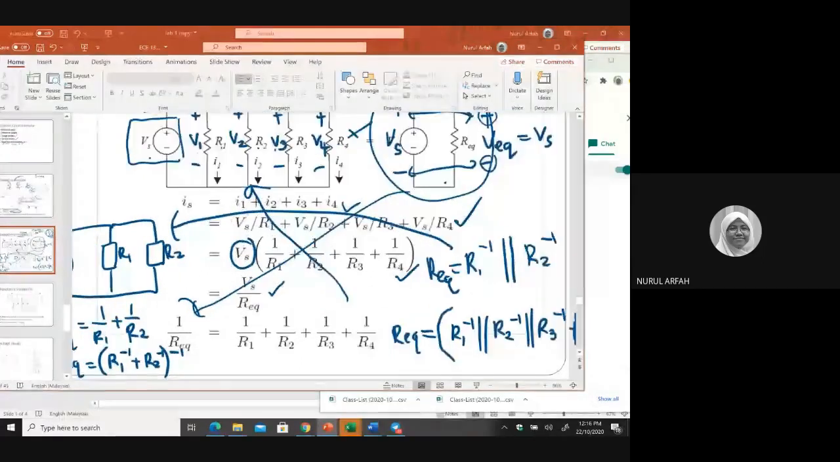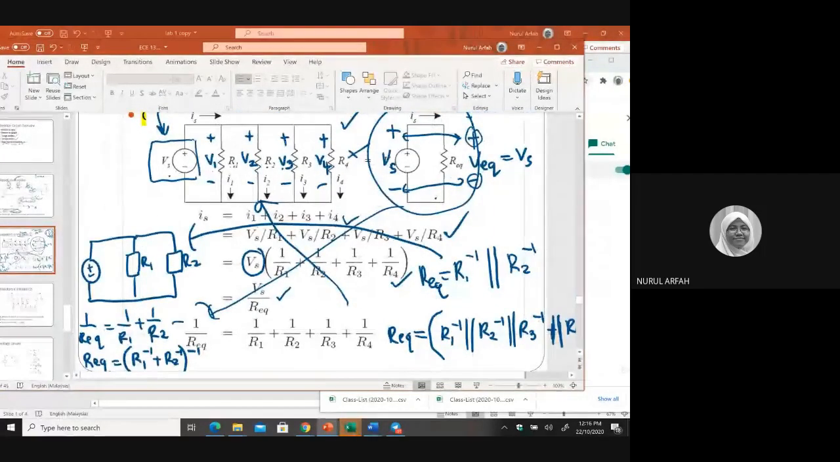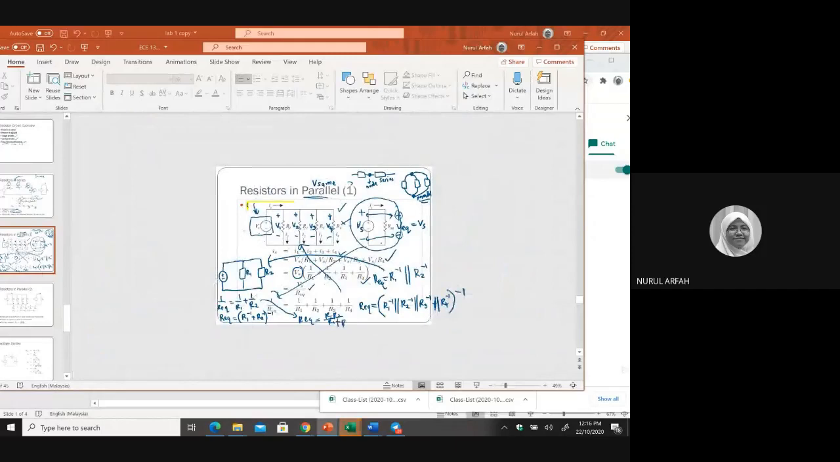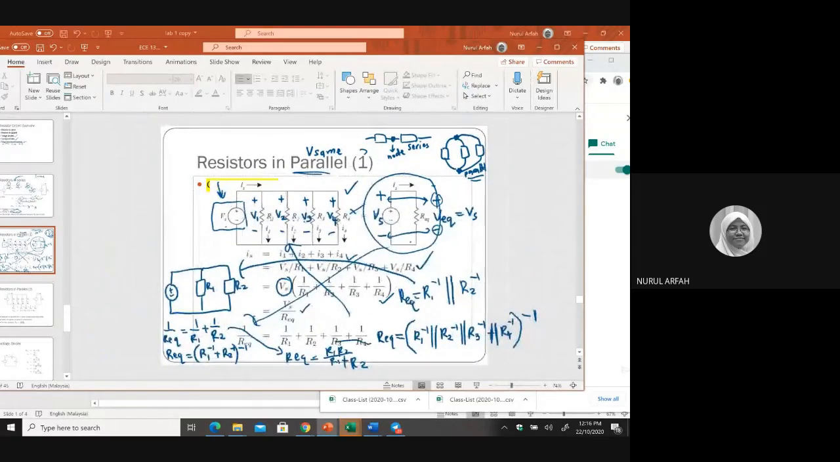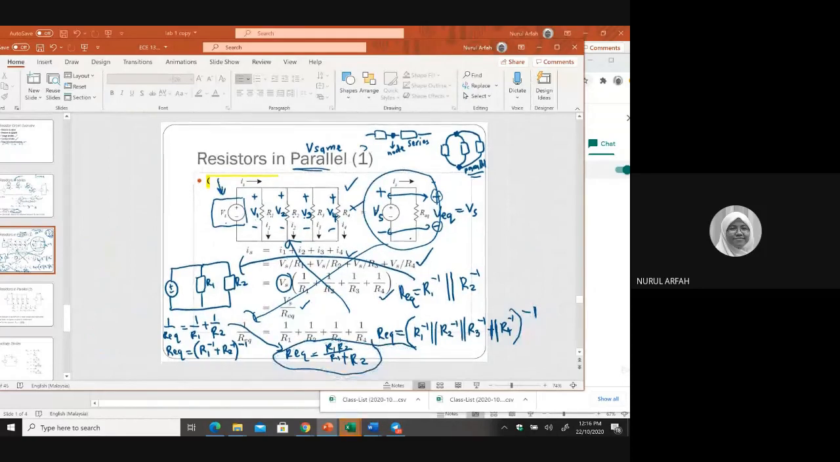If you look at your equation here, you can also write down R equivalent equals R1 into R2 divided by R1 plus R2, something like this. But I don't want you to use this equation because you will tend to make a careless mistake. So please do not use this.